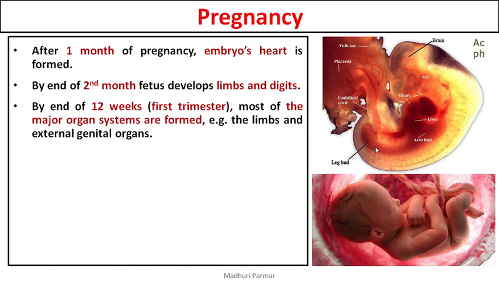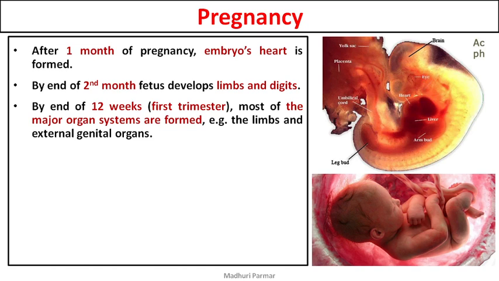By the end of 12 weeks, which is the first trimester. Now pregnancy lasts for 9 months, and that means you have 3 groups of 3 months. The first 3 months are known as first trimester, the second 3 months are known as second trimester, and the last 3 months are known as third trimester. Trimester literally means 3 months. One month is 4 weeks, so 3 months is equal to 12 weeks.